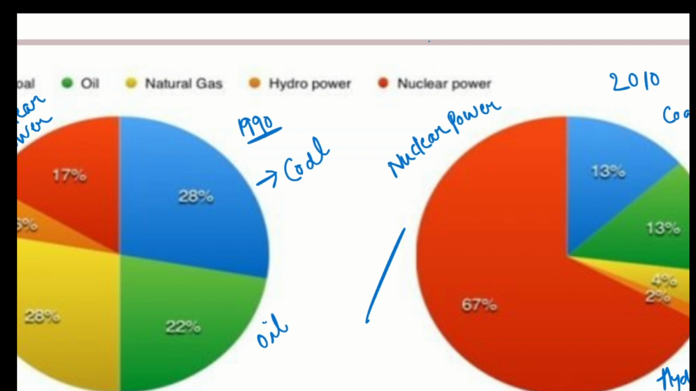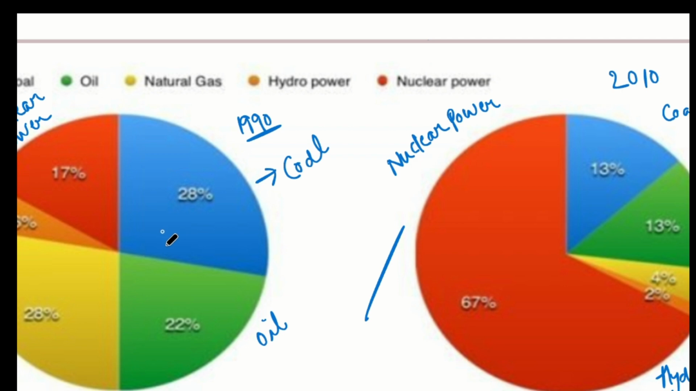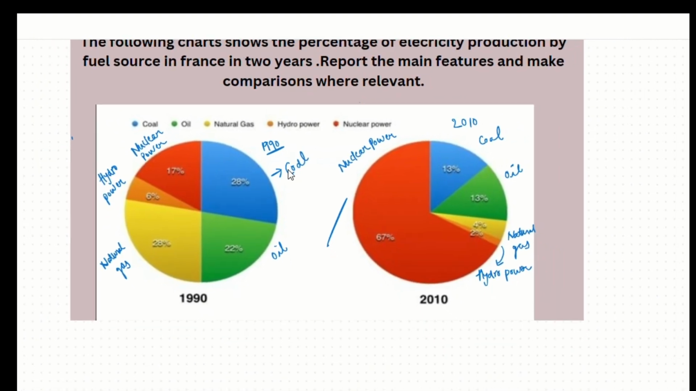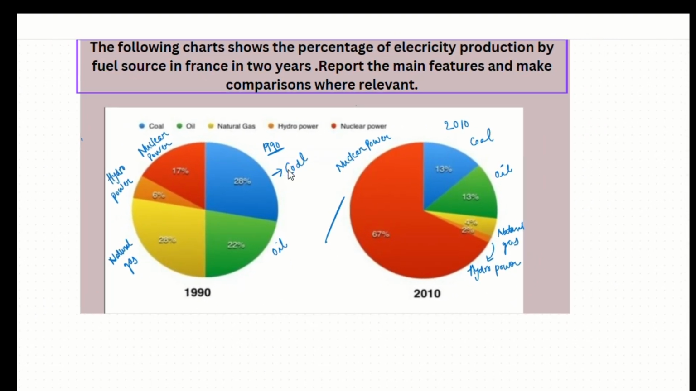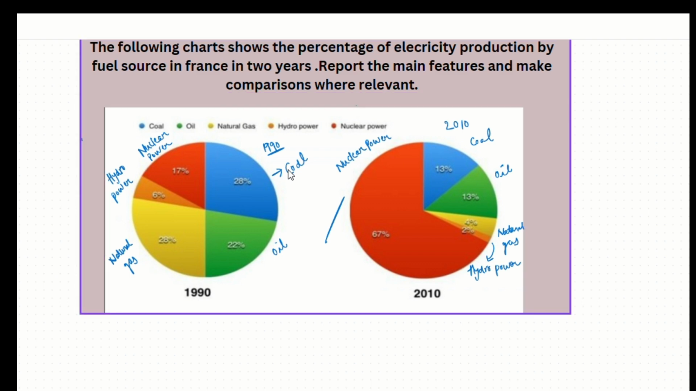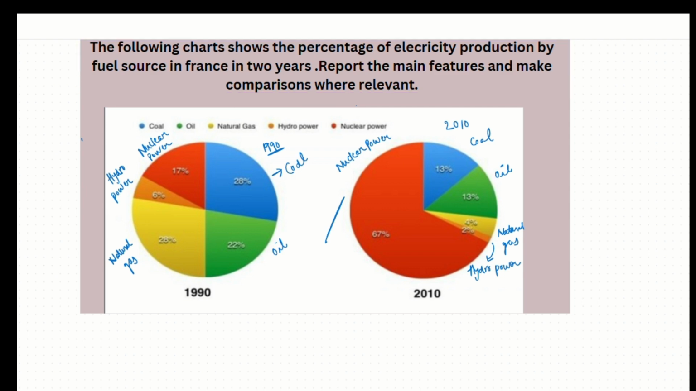Now we are going to discuss how to write this pie chart report. So the first paragraph is the introduction. First we have to change the given line into an introduction by using some synonyms. The given line is: the following chart shows the percentage of electricity production by fuel source in France in 2 years. Report the main features and make comparison where relevant. In the first paragraph, in 2 to 3 lines you have to answer, and you have to change the whole line by using synonyms.